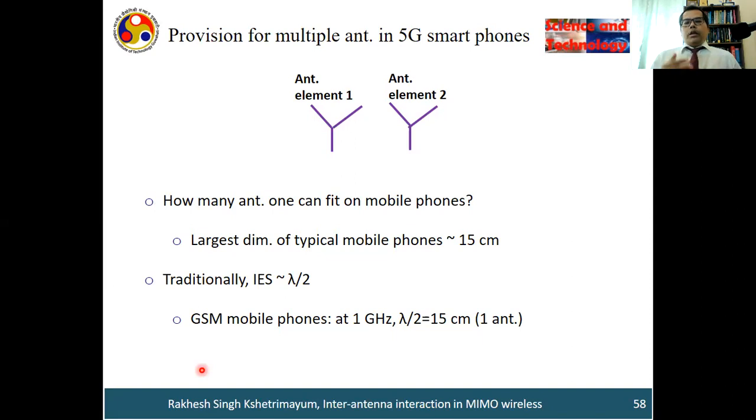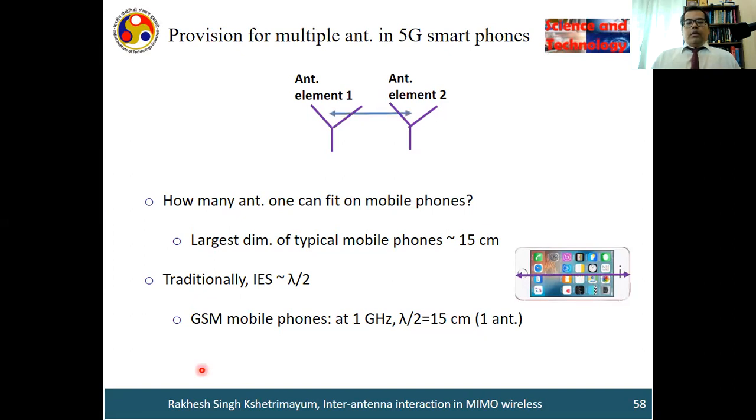Okay, let us do some kind of metric calculation here. So the question is how many antennas we can fit on a mobile phone. So look at the mobile phone. The typical length of a mobile phone is around 15 centimeters. And how many antennas can we fit on such smartphones? So let us try to understand.